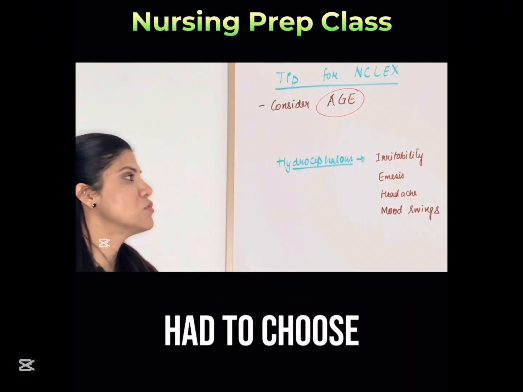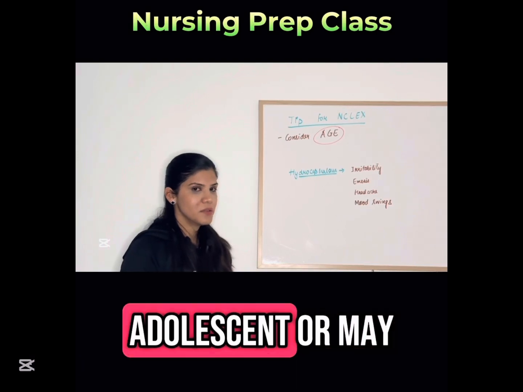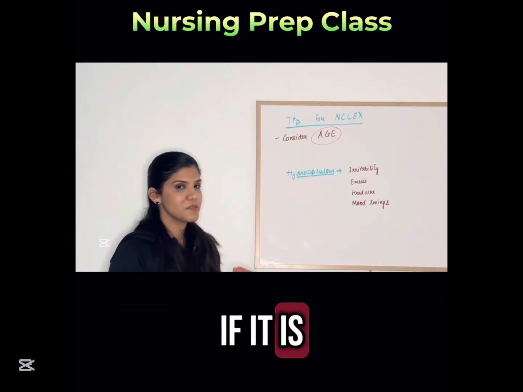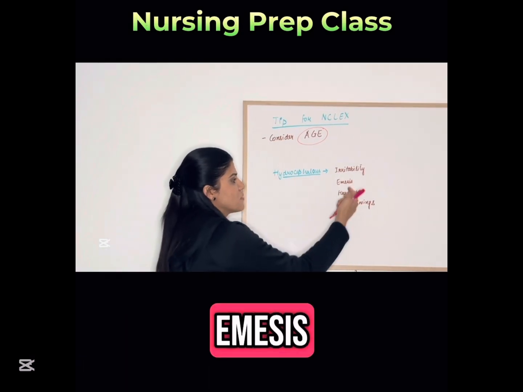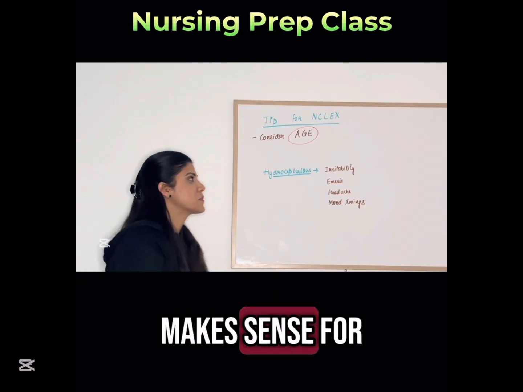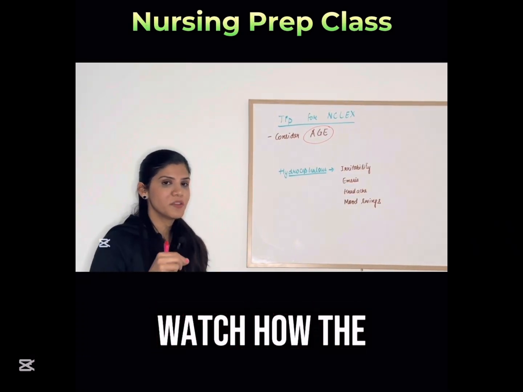So if we had to choose these options for someone who is an adolescent or maybe an adult, and the question states, if it is a select all that apply question, we can choose irritability, emesis, headache, and mood swings, all of those. So that makes sense for this diagnosis. So all are right. But now watch how the thing changes.